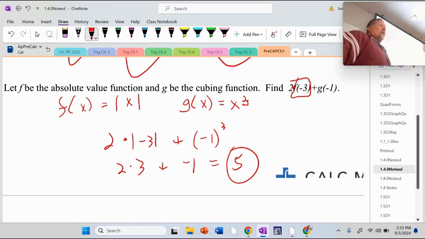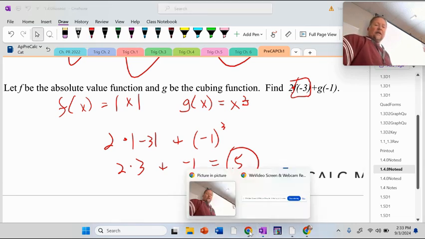Okay, so just a weird little function notation question that you are expected to know what to do with. All right, that should be good for the notes. The homework should take no time whatsoever.